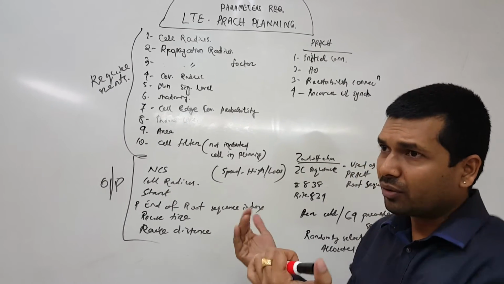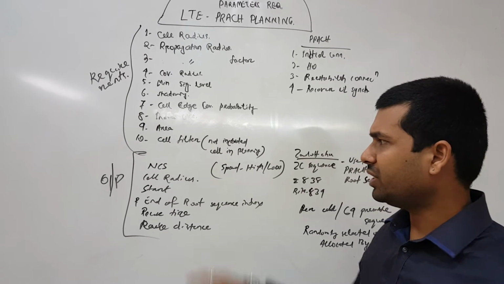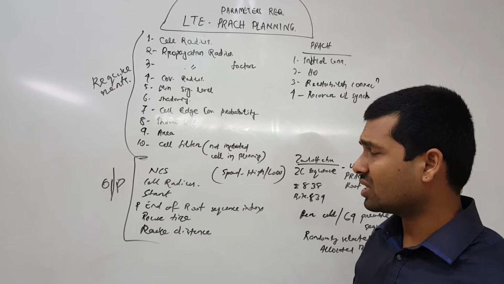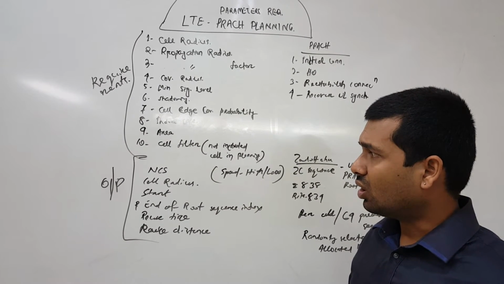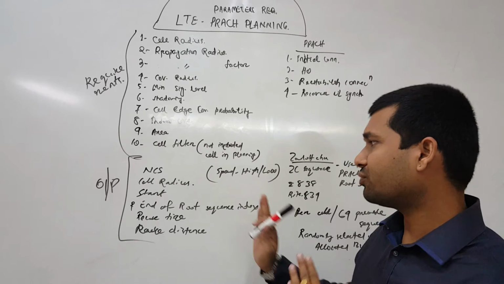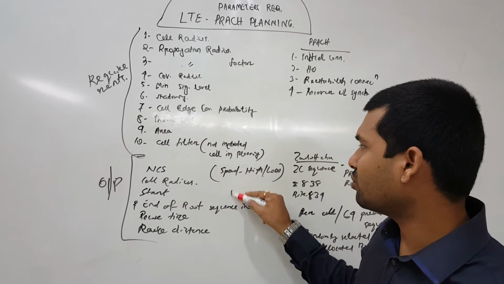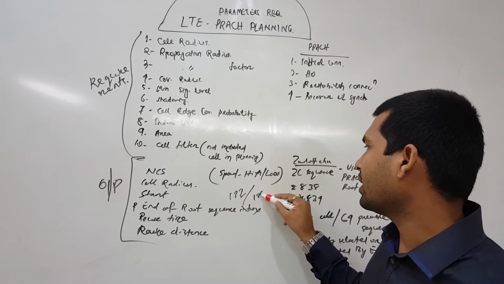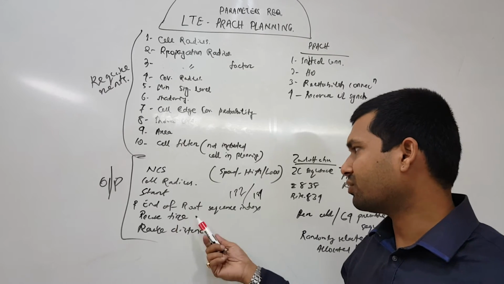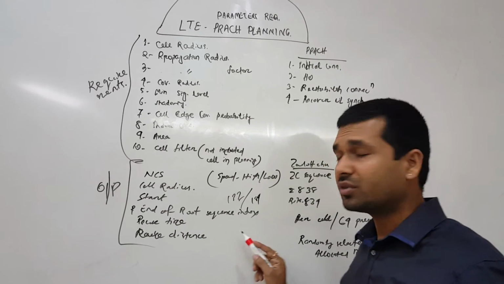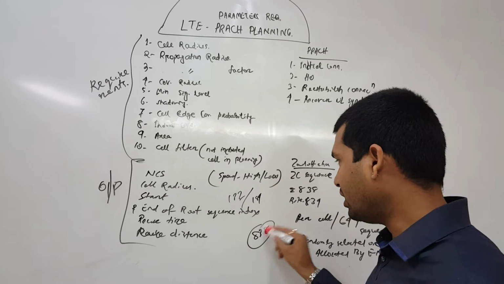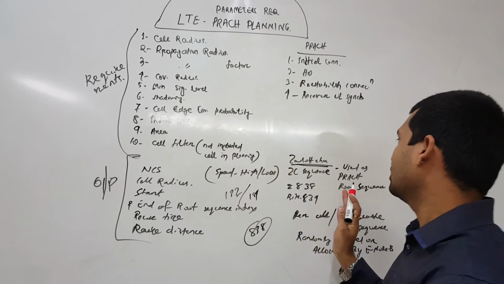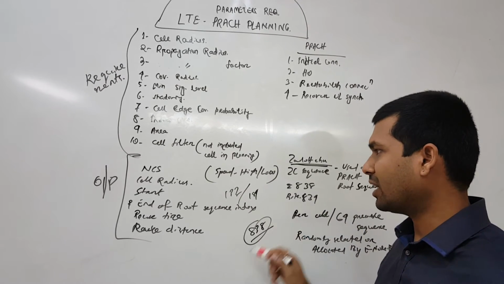Then the output from the tool for us would be NCS. Then we'll get the proper cell radius. We'll get the start of root sequence index. Let's say I'm starting from 132 and I'm stopping at, let's say, 189. So the start and end of root sequence indexes out of this 838 total ZC sequences, which is used as a PRACH root sequence for planning.